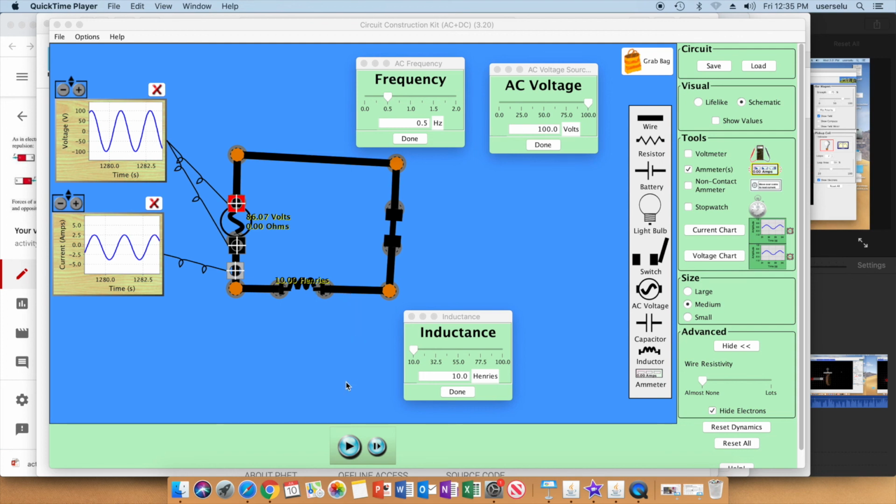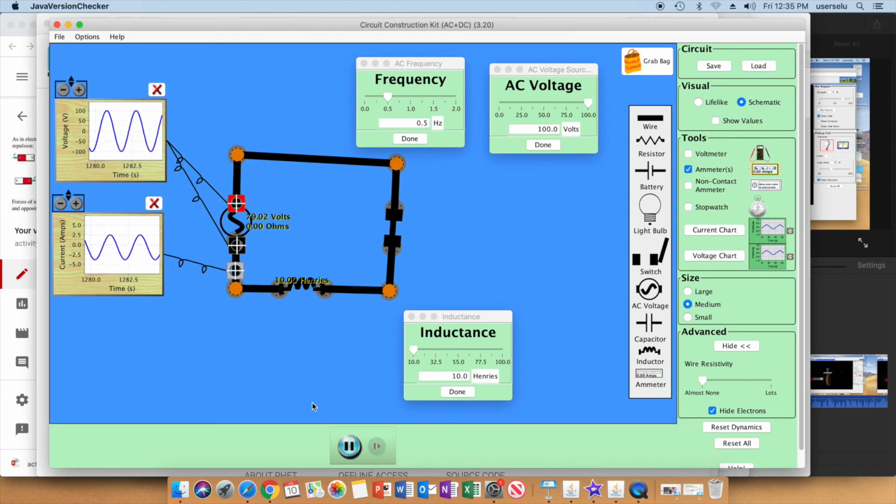Now I have the circuit stopped right now. Let me hit the play button, and you can see now again my graphs are running, showing the voltage and the current. Again, I can't use meters here because there's a phase relationship difference between the current and the voltage when there's an inductor in the circuit, unlike when you put in a resistor. When a resistor is in the circuit, the voltage and current are exactly in phase.